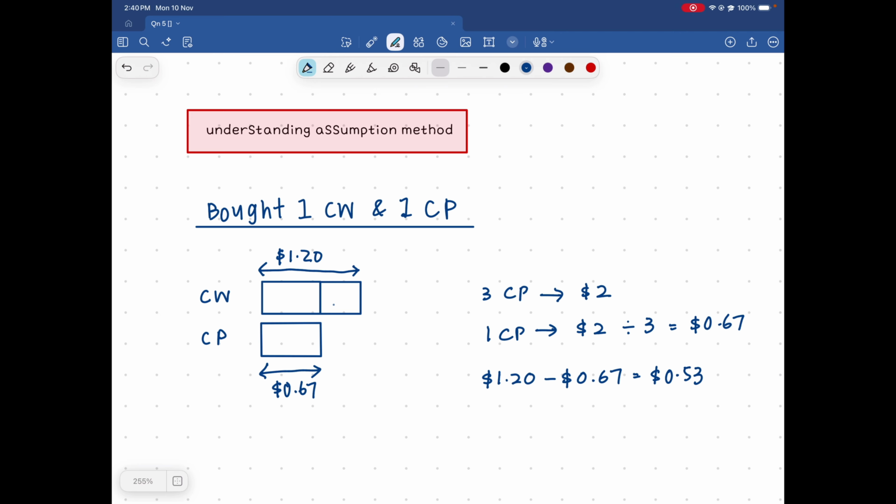So the chicken wing is 53 cents more expensive than the curry puff. And I'm going to highlight this extra part in blue. So for every chicken wing you get, it adds a blue box to the cost on top of the regular rectangular box because it is more expensive.